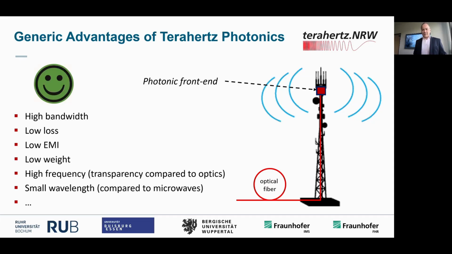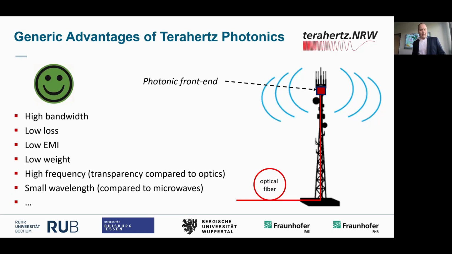So what are the advantages of using photonics for these kinds of technologies or front ends, and why are we using them at high frequencies? There are a couple of advantages. I listed a few here, and I'm going through them. The high bandwidth is what we will be talking most about today when we talk about communications. The key advantage of using photonics and terahertz is the high bandwidth that we can provide.